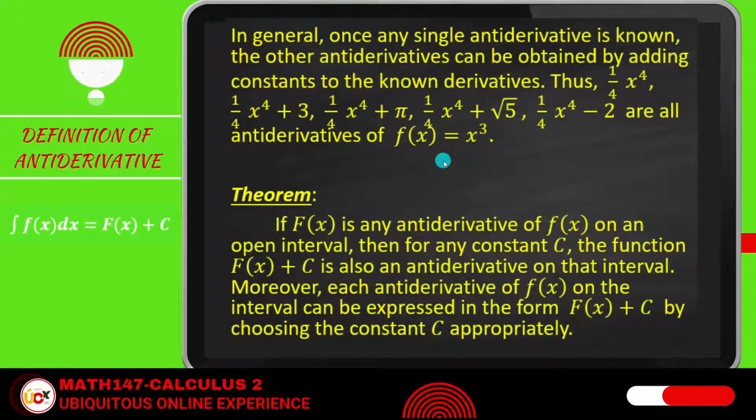According to this theorem, if the function big F of x is an antiderivative of the function small f of x on an open interval, then for any constant c, the function big F of x plus c is also an antiderivative on that interval. Moreover, each antiderivative of small f of x on the interval can be expressed in the form big F of x plus c by choosing the constant c appropriately.